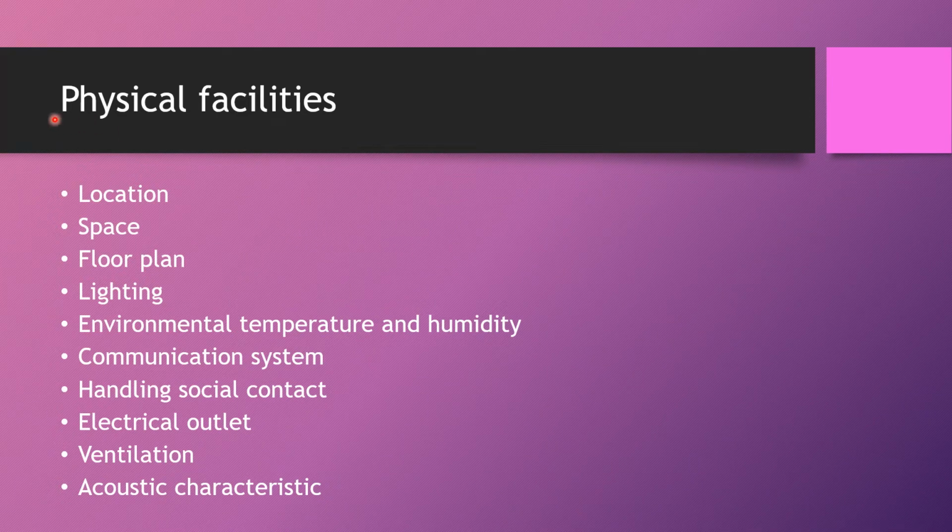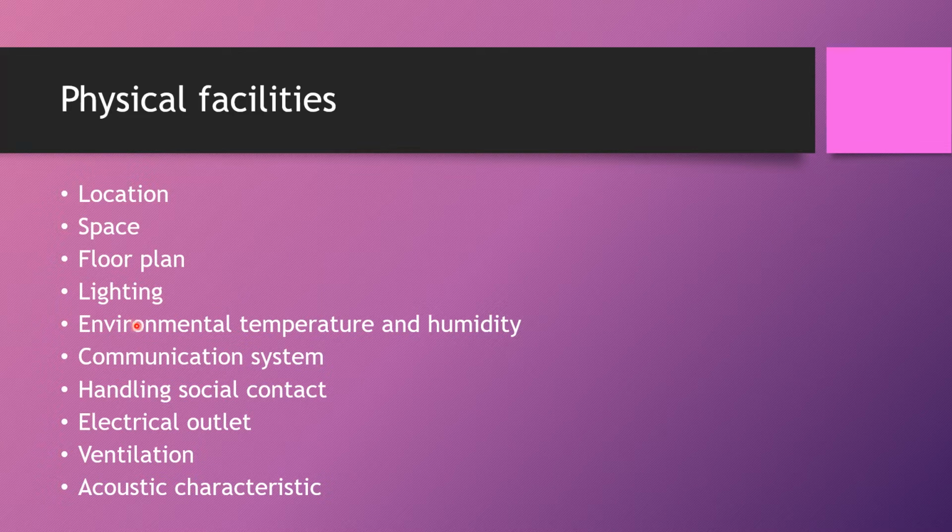Next one is the physical facilities. First one, location. The NICU is always situated near the labor room. There will be a connection between the labor room and NICU. Then space; how much space is required, I will discuss in the further slide. Then floor plan. We need the place exactly based on the floor plan, so that if a doctor is coming from outside the hospital, they can understand.